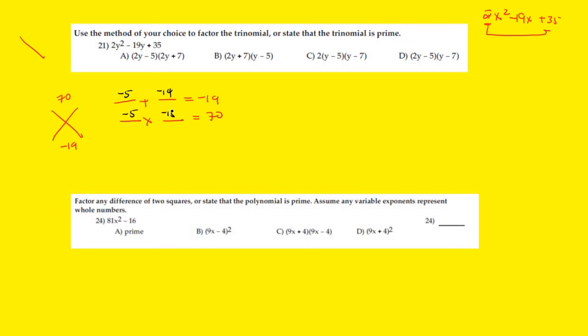So 14, not 15. So we put here negative 14. We put here negative 5. Both are going to be divided by the leading coefficient, which in this case is 2. We divide both by 2. This 2 here is going to disappear. So 14 divided by 2 is negative 7.